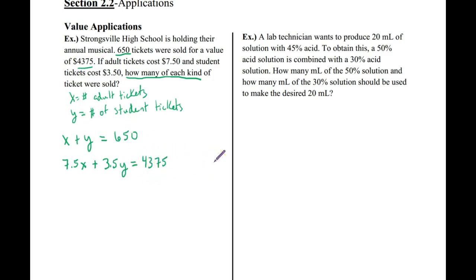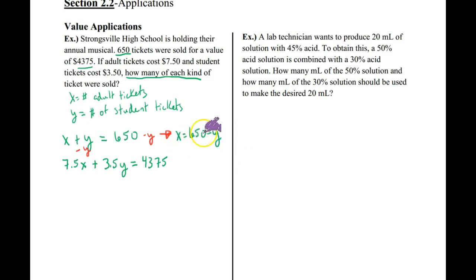Now that I have two equations and two unknowns, I can solve this. You can either use substitution or elimination. And the way this is set up, I think I'm going to use substitution. I can easily get x or y alone. Let me pick a different color here. If I subtract y from both sides, I can get x alone. So now I have x equals 650 minus y.